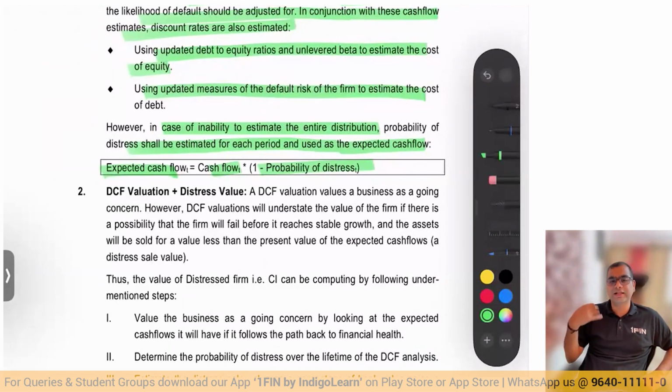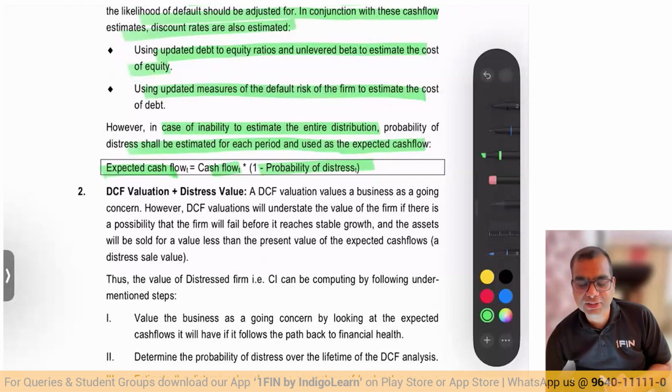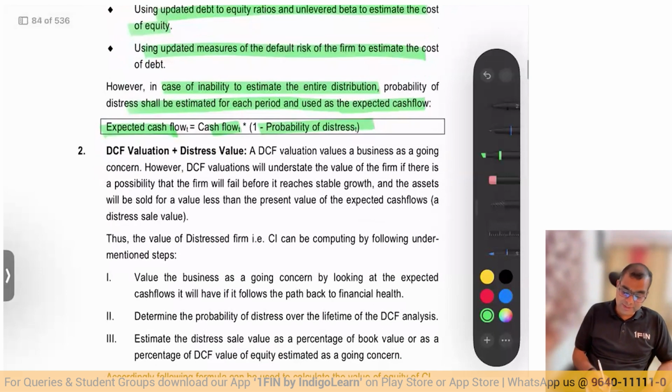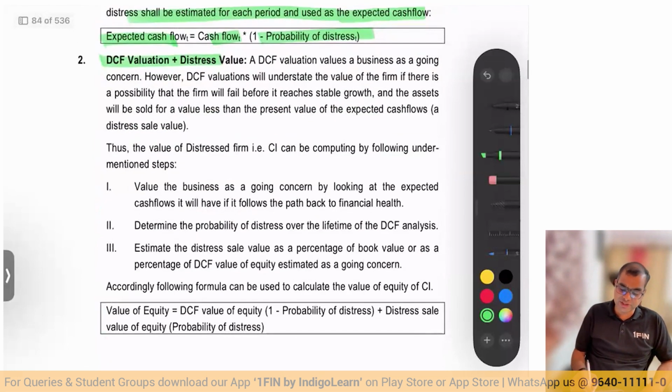Probability of distress is that the company does not survive. So if it does not survive, 1 minus that means the probability of survival, or the probability that the company is a going concern. So that is expected cash flow. Okay, now there is something else called DCF plus distress value. What is this? Earlier we said modified DCF. Now we are talking about DCF plus distress value.